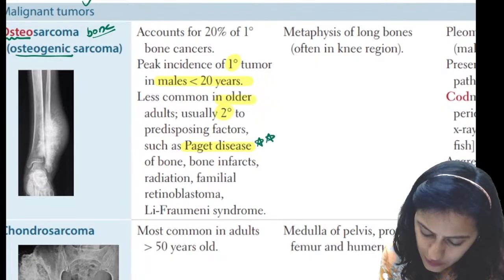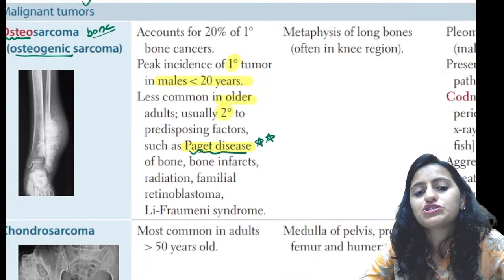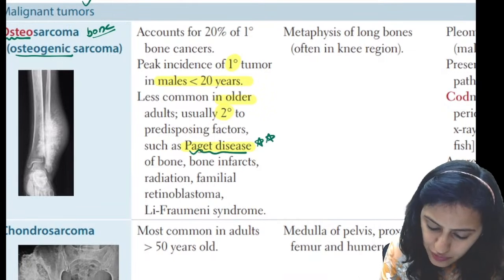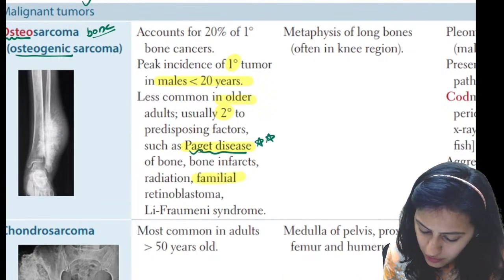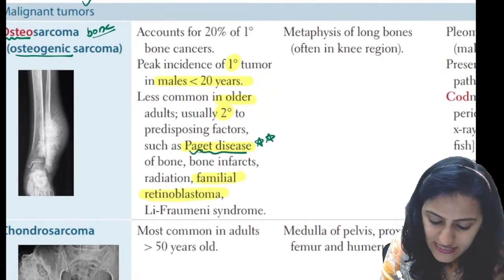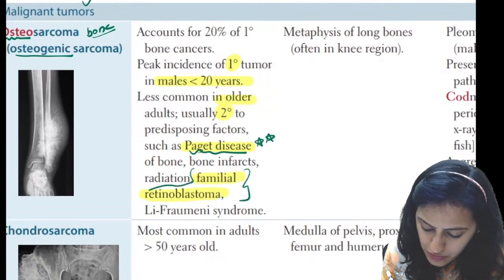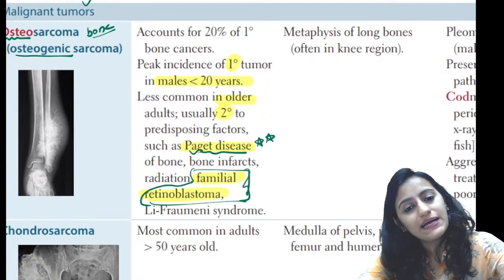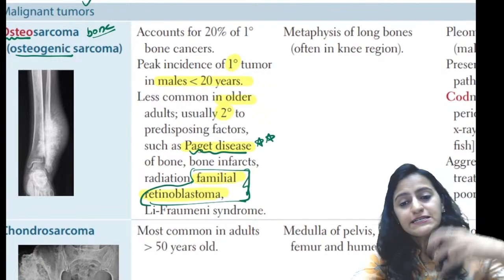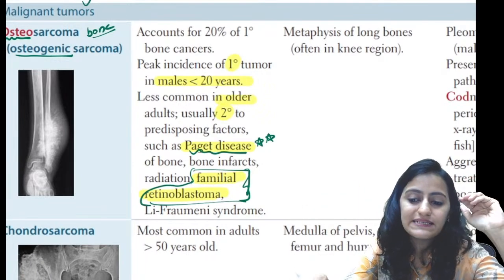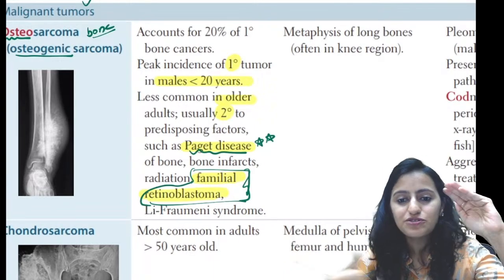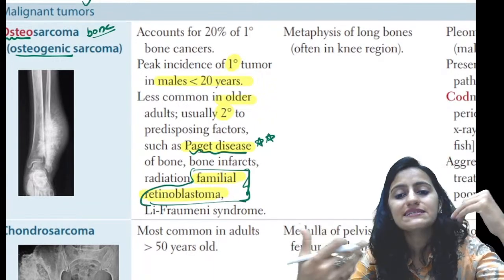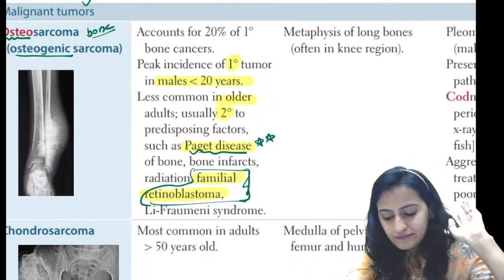In Paget's disease, what bone tumor can occur? Osteosarcoma. Secondary to radiation, and another important question, familial retinoblastoma. What bone tumor do you have? It is again osteosarcoma. So remember, yes, it's bimodal. It's in the adolescent also and the elderly also. Adolescent primary, elderly secondary.